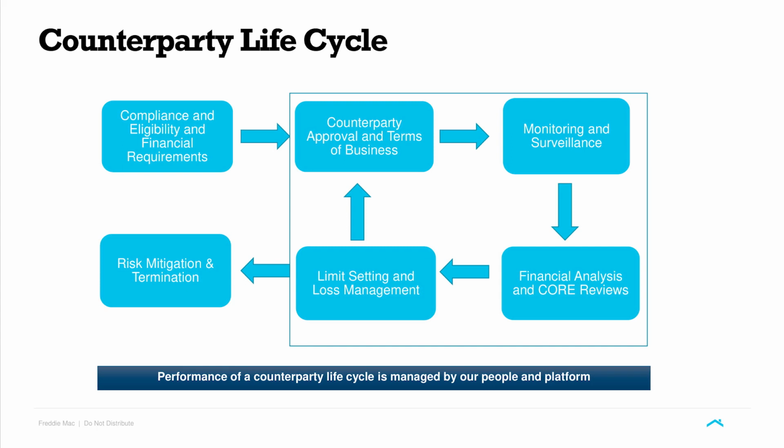We conduct ongoing financial analysis. We use a risk-based approach to understand which counterparties we're going to have the boots on the ground, our CORE reviews, with. We set limits with those counterparties, from a concentration standpoint, from an exposure standpoint. We look for any potential losses that may be facing those. And that's a continual cycle. And then on top of it, there's obviously risk management oversight, and if things unfortunately go into a place where we are concerned about loss or the longevity of the counterparty, we have a termination process that we follow as well. And all of this is managed through our platforms and our people, the subject matter expertise in our different divisions within Counterparty, and some of this I'll get to in a little bit more detail in the following slides.